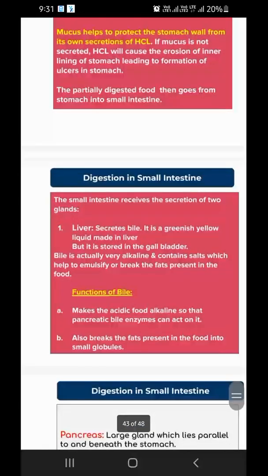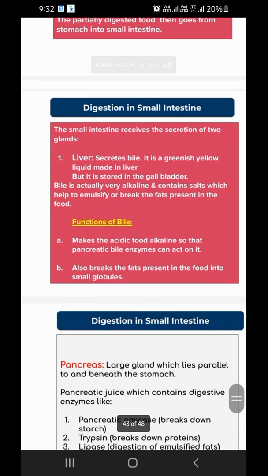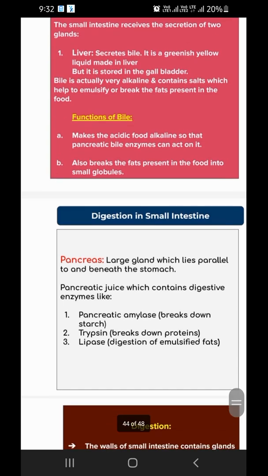Digestion in small intestine. The small intestine receives the secretions of two glands. First, the liver secretes bile. It is a greenish yellow liquid made in the liver, but it is stored in the gallbladder. Bile is actually very alkaline, that is basic, and contains salts which help emulsify or break the fats present in the food. Function of bile: it makes the acidic food alkaline so that pancreatic enzymes can act on it. It also breaks the fats present in the food into small globules.